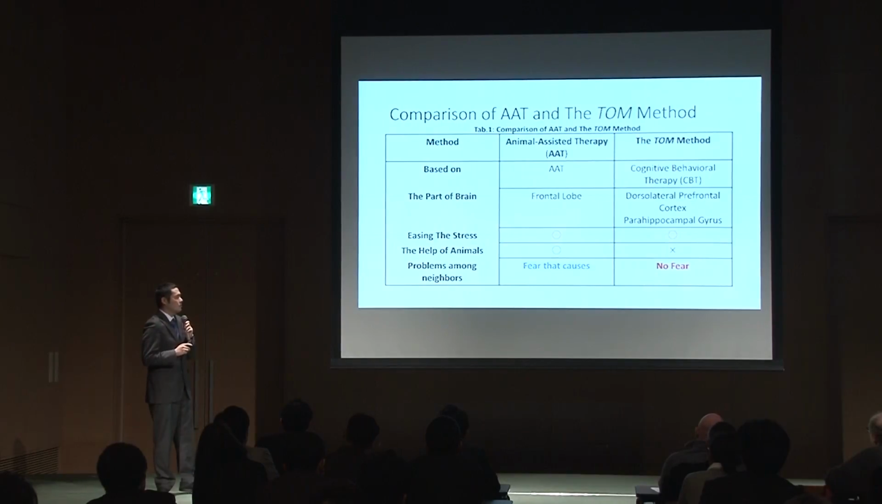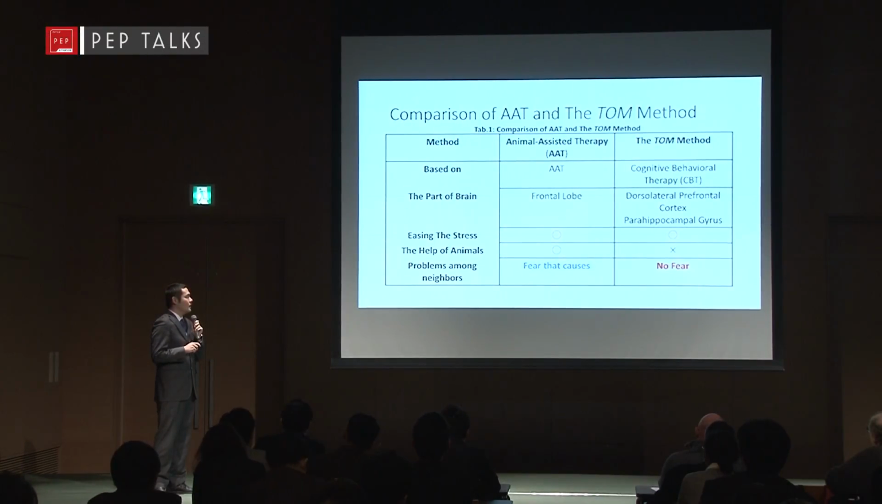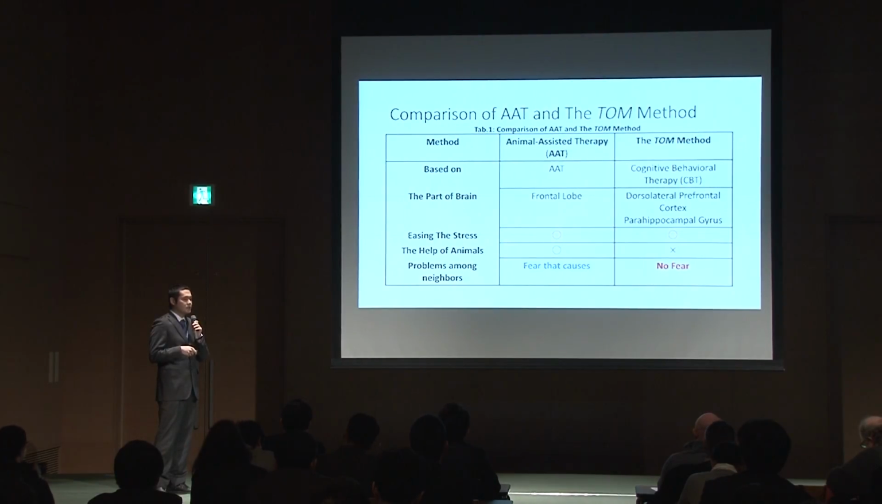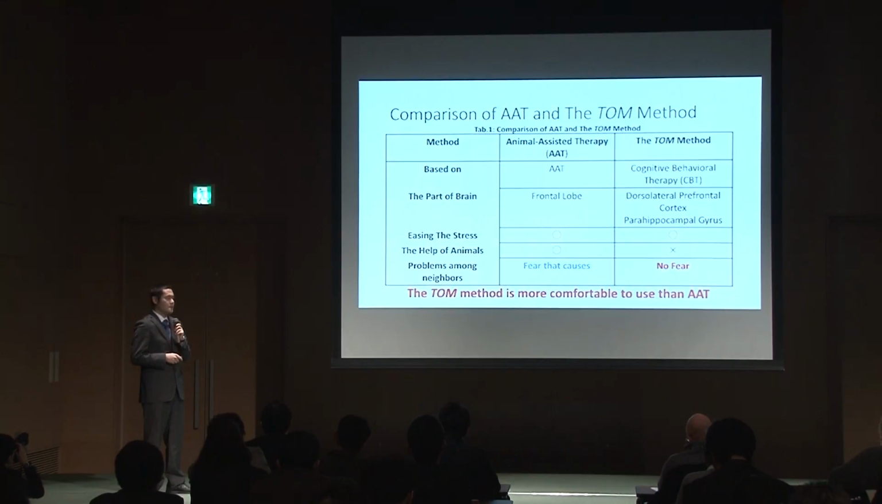Please look at this table, which shows some elements of both methods, AAT and the Tom method. Please look at this area. Compared with AAT, there is no fear that the Tom method causes problems among neighbors because CBT doesn't require the assistance of animals. So in conclusion, it can be said that the Tom method is more comfortable to use than AAT.